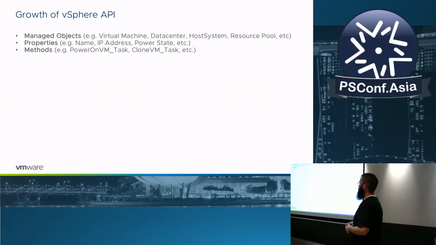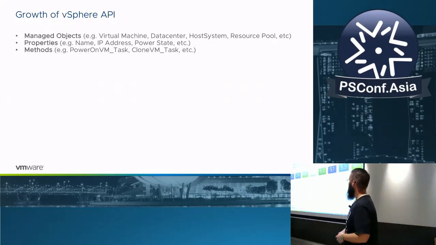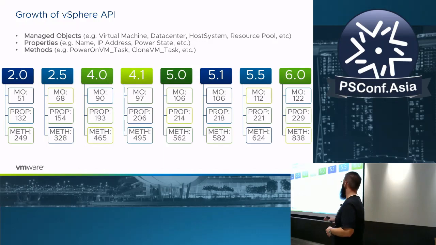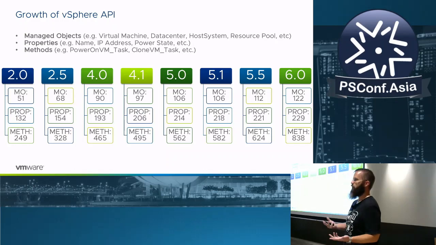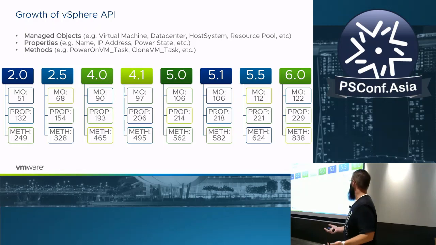And then each one of those managed objects, I should say, has methods. Those methods are actions. In the PowerShell world, that's what's known as your verbs. Over the years, we've kind of graduated through and really elevated our game as far as the APIs that are accessible and public. So, if you go back to the 2.0 days, we had 51 managed objects. Kind of small. As of 6.0, which was even 2 releases ago, we're up to 122.